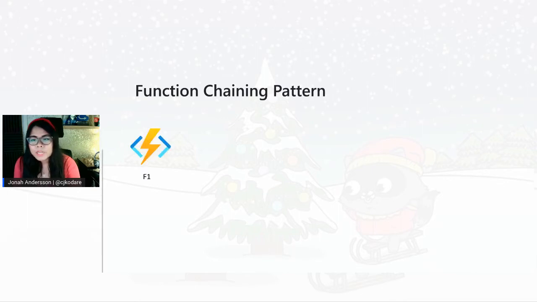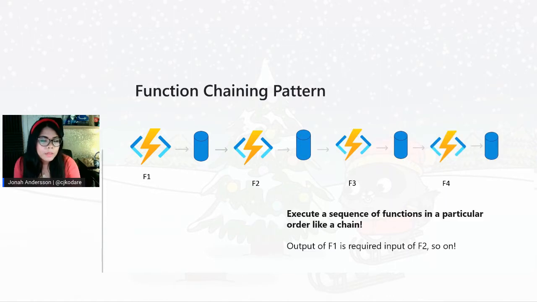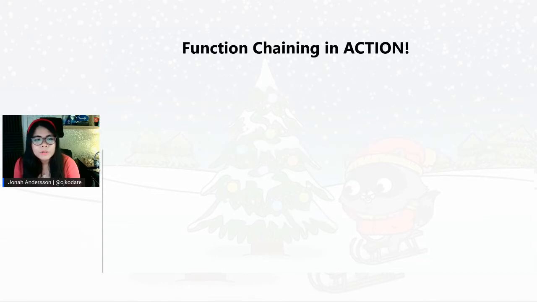Function chaining refers to a pattern in which you execute a set of functions in a particular order, like a chain. The output of function 1 is the required input of function 2, and so on and so forth. So function chaining in action looks like this.